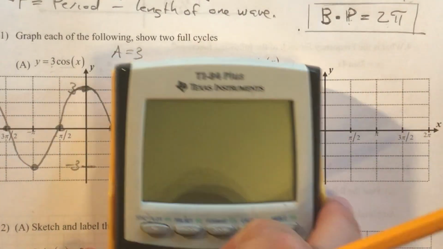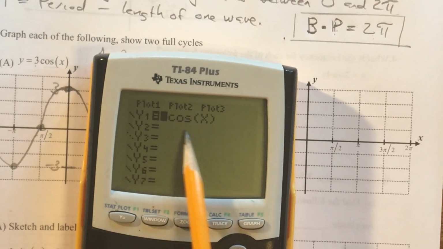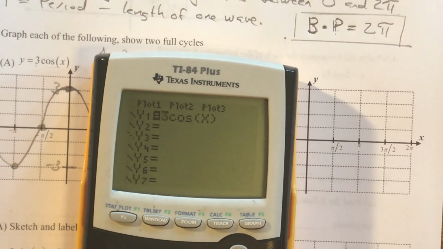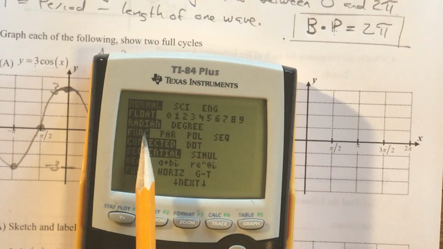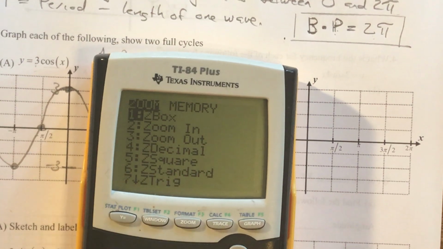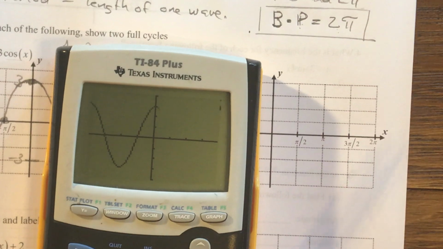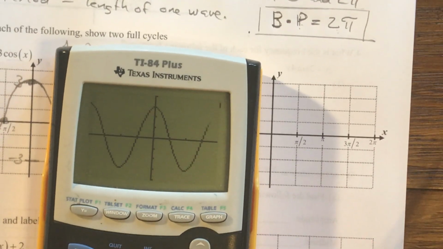Now you can do it on your calculator. Real quick, I already got it in there. So I put 3 cosine x in my calculator. The mode though, make sure you're in radians, not degrees. So when you graph, you have to be in radians. And then there's a zoom feature, it's number 7, it's trigonometry. So if you do zoom 7, it'll give you this exact same piece of paper here, okay?